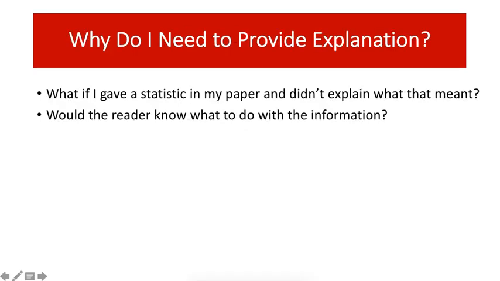So you may be wondering, why do I need to provide this explanation? Particularly if I'm using a fact. Isn't a fact, right? But in reality, no. There's a lot of gray area. There's a lot of contextual background information that's useful to the reader to understand exactly what you're trying to show. So if you gave a statistic, for example, to your reader and you just put it out there, they wouldn't know what that means. They wouldn't know what to do with it. They wouldn't know how it supports the point you're trying to make.